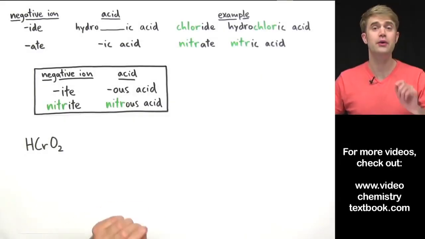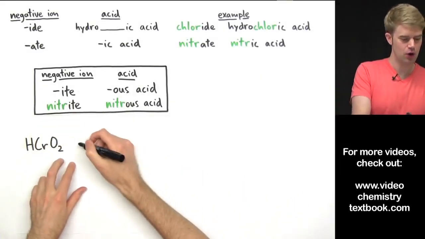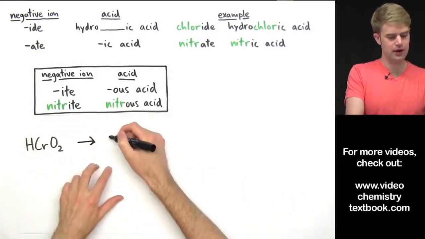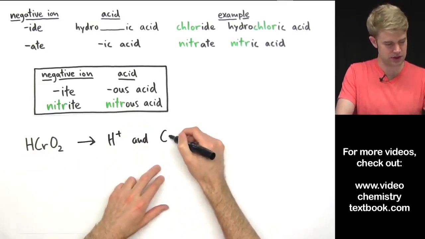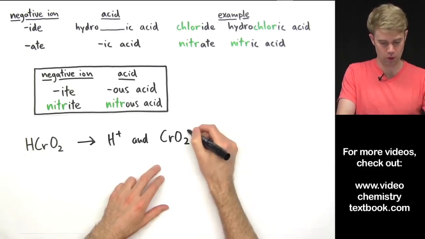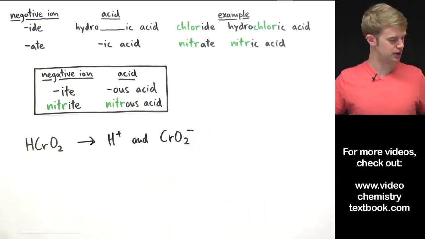Here's one more example of how we do this naming with ITE. We have this acid here. We break it apart into H plus, and then everything else, which is going to be CrO2 with a 1 minus charge to balance out the 1 plus charge.